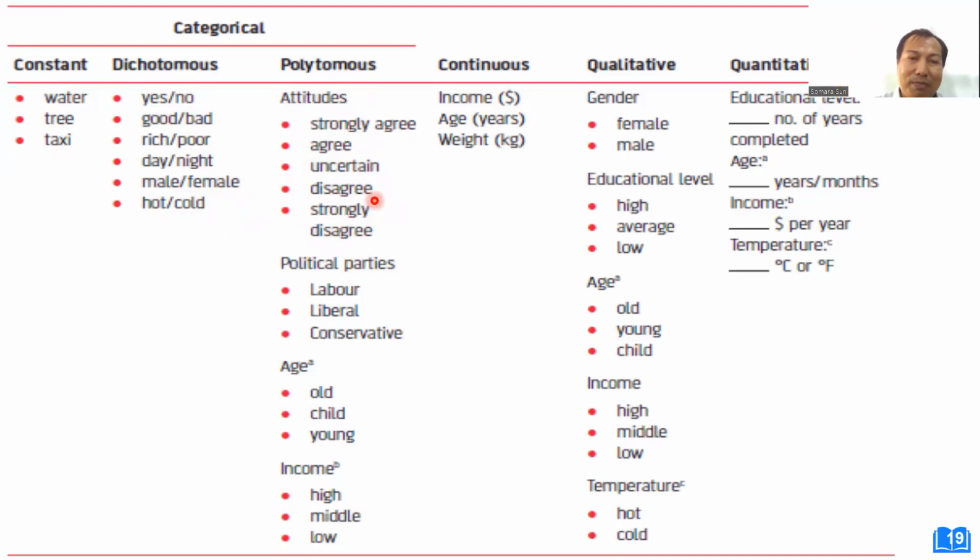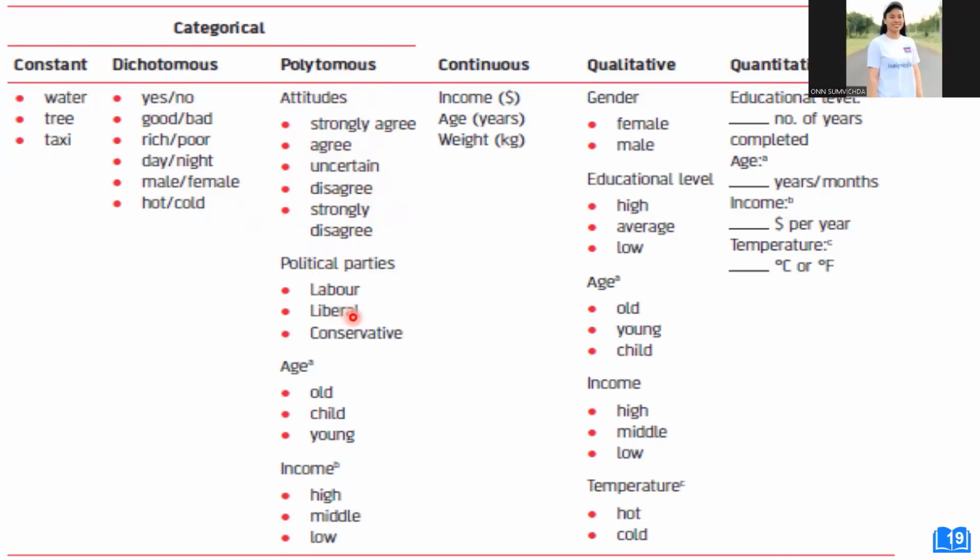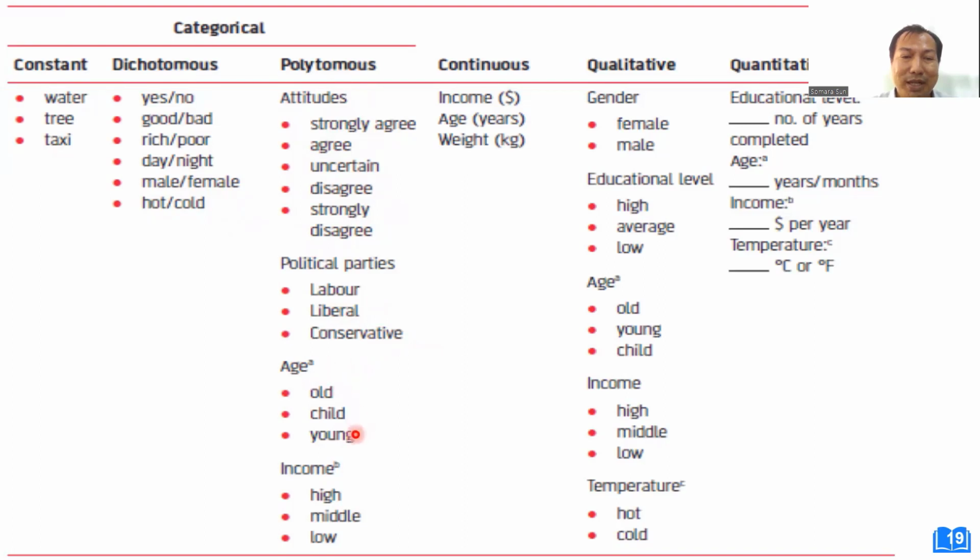Political party can be labor, liberal, conservative, right? Age: old, child, young, and so on. And income: high, middle, and low. The continuous can be about income, about age, about weight. It just continues, it just adds up. Income can be increasing every year. Age also adds up, right? Weight can also add up or reduce based on the person.